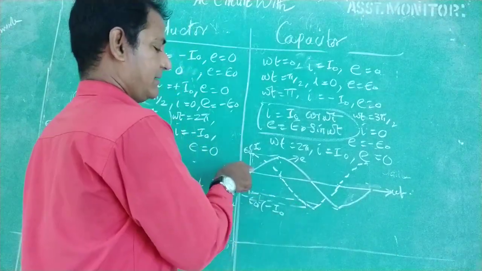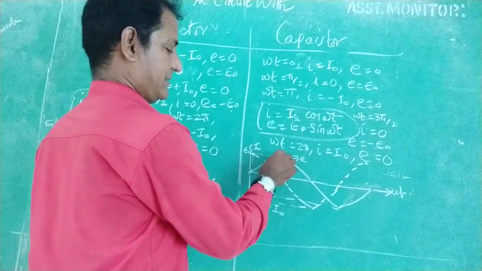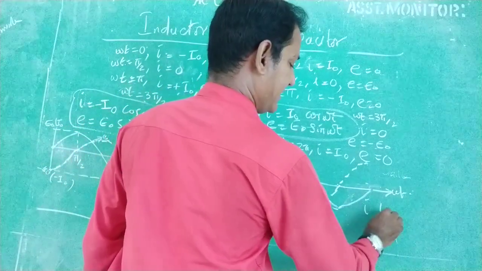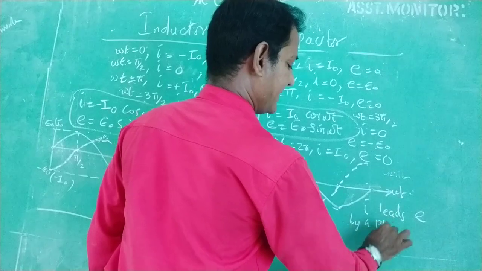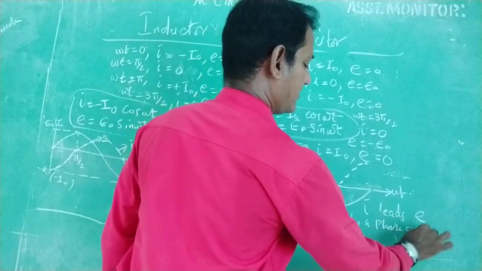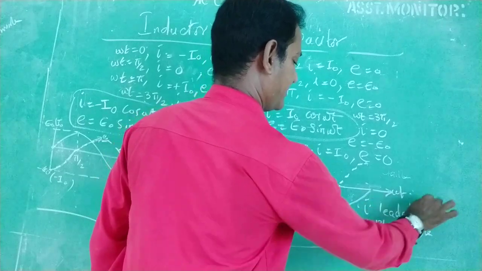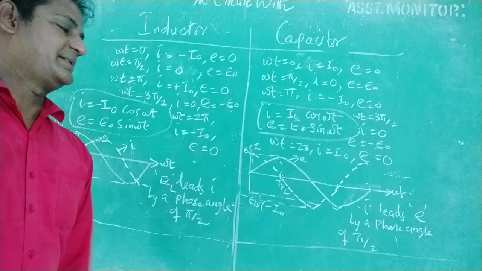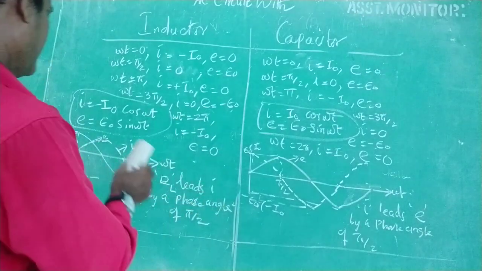And here the voltage lags behind the current by a phase angle of pi by 2. So I leads E by a phase angle of pi by 2. Okay, so we have compared these two, and again something else is there.